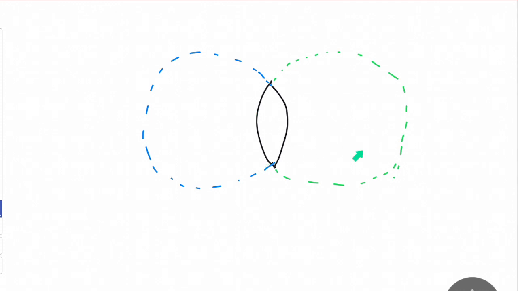Spherical, sorry, spelling wrong. Spherical lens.